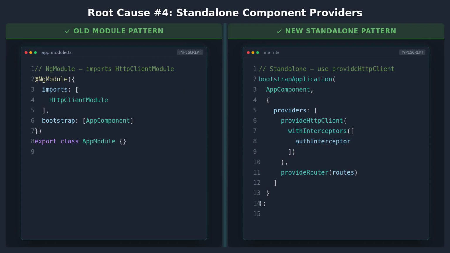Remember that 4th scope I mentioned? Standalone components. They use a completely different injector configuration. Your old NgModule imports don't work. If you bootstrapApplication and forget provideHttpClient, every HTTP request throws NullInjectorError. The fix is one line, but the documentation doesn't make this clear. You need provideHttpClient with withInterceptors if you're using functional interceptors. Miss that and your auth interceptor never runs. Users see data they shouldn't have access to.